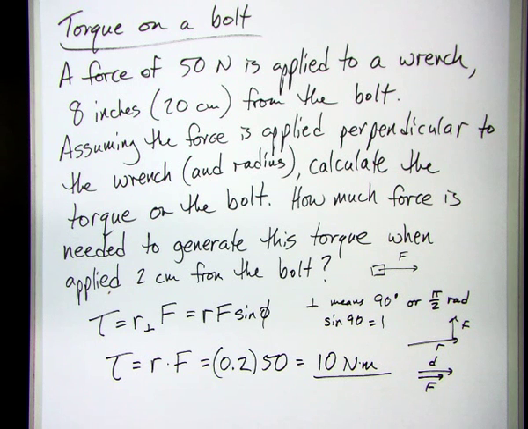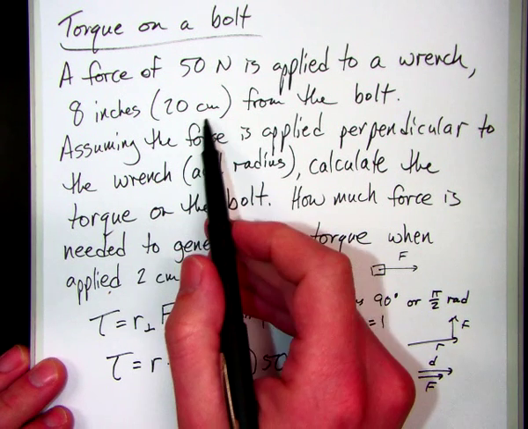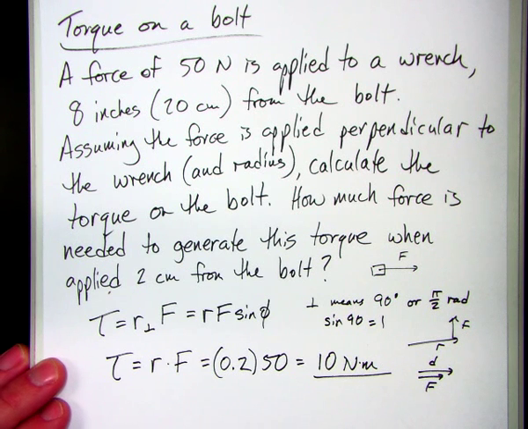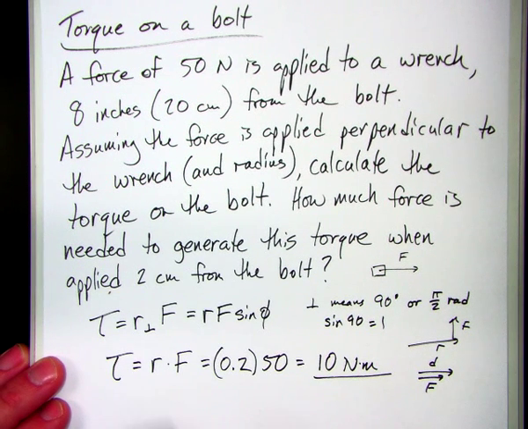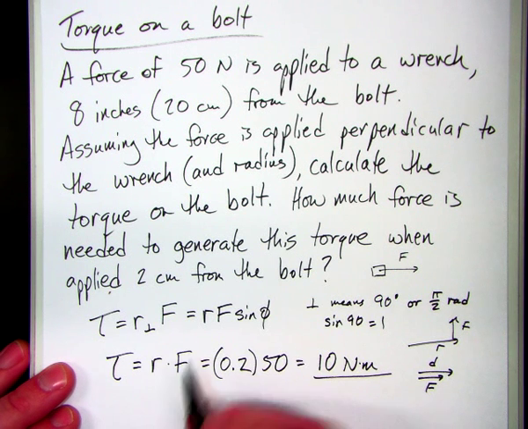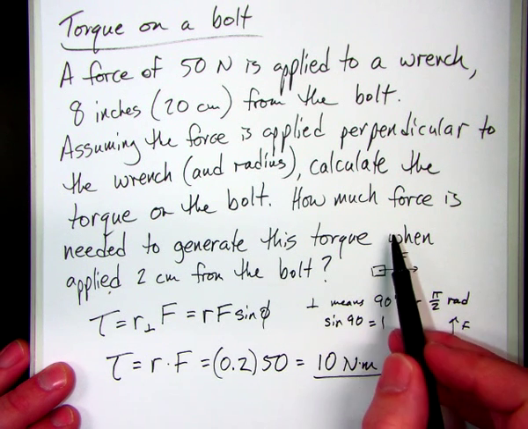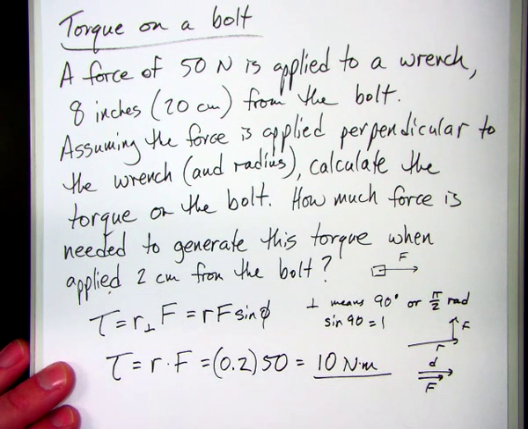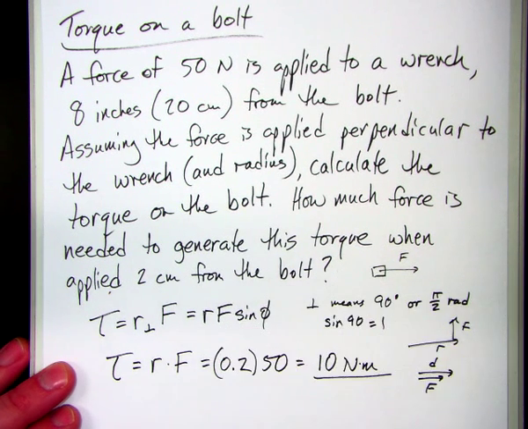Well, just for fun, this is a pretty realistic situation. 50 newtons is something somebody could apply to a wrench, and an 8-inch wrench would be pretty common. But what if you had only a 2-centimeter wrench instead of a 20-centimeter wrench? How much force is needed to generate this torque when you're only applying it 2 centimeters from the bolt? Maybe this is almost like trying to tighten or loosen a bolt just with your fingers.